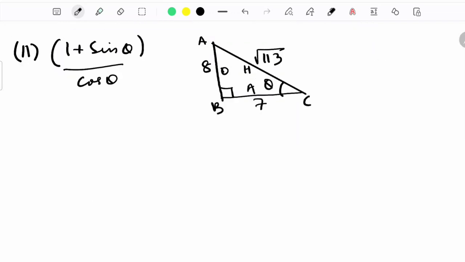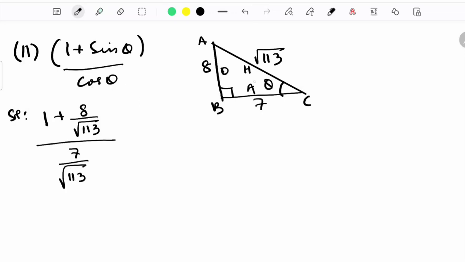Now we are starting with the second bit, that is 1 plus sine theta divided by cos theta. So it will be 1 plus sine, opposite over hypotenuse, so it will be 8 over root of 113 divided by 7 over root of 113. Cos is adjacent over hypotenuse, and sine is opposite over hypotenuse.